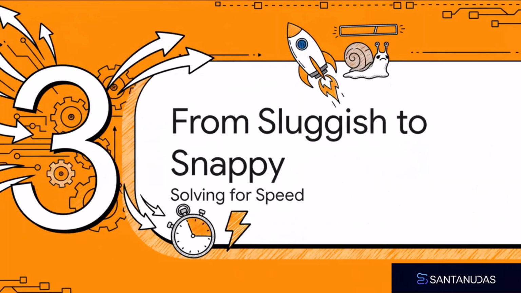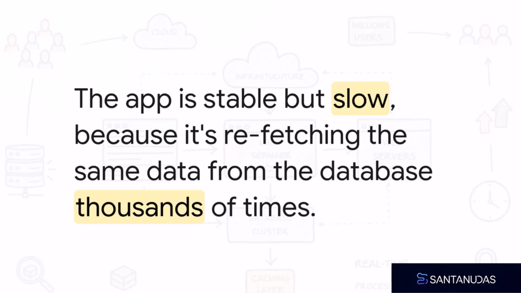Okay, huge win. The app is not crashing anymore. We survived. But we've just uncovered a brand new problem. So in Act 3, we have to solve for speed. The app is stable, sure, but now users are complaining that it feels slow and sluggish. So what's the bottleneck this time?